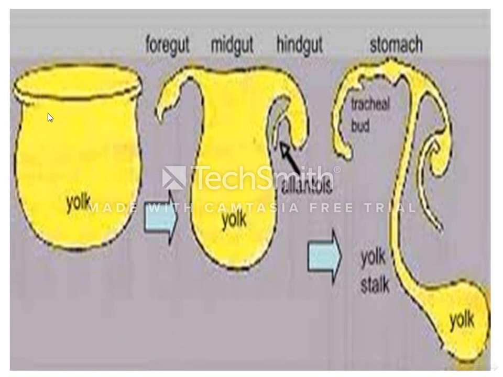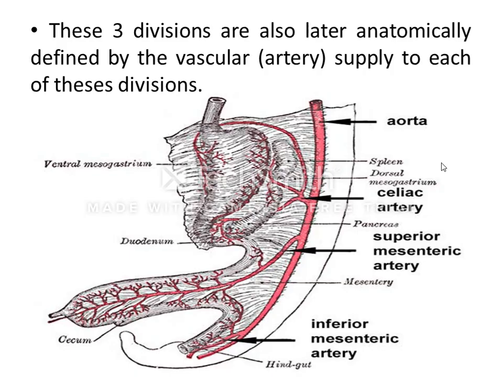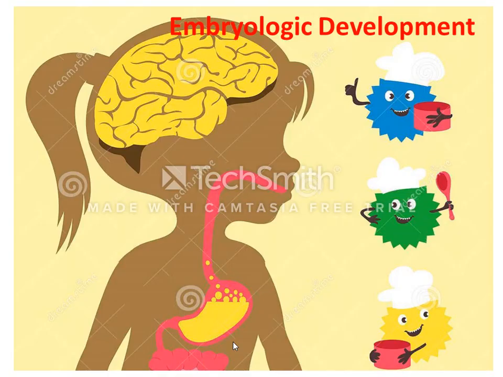Look at this picture: the yolk and then the formation of foregut, midgut, and hindgut. And here is the connection between the two compartments, between the GIT and the yolk, through the vitelline duct. So here the folding of the embryo is seen. The 3 divisions are also later anatomically defined by the vascular arterial supply to each of these divisions: the celiac artery, superior mesenteric, and inferior mesenteric for each part of the GIT.